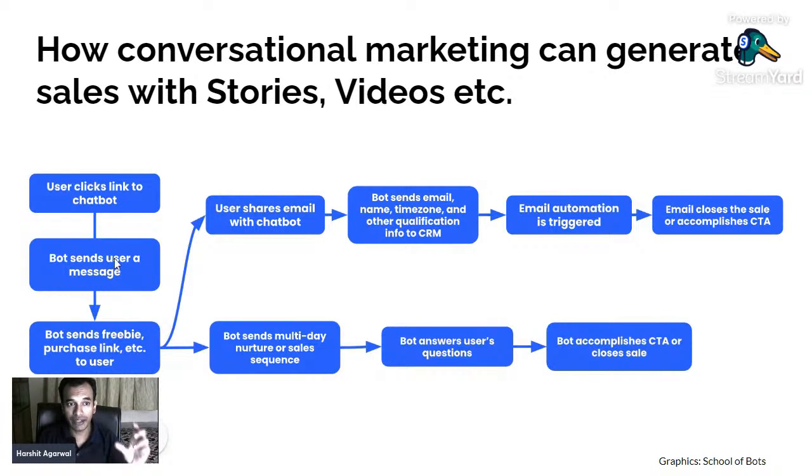The other way is that from the chatbot, we ask the user for their email, and the user shares their email, and that email can go to an email CRM software like Infusionsoft or Active Campaign. Then from there an email sequence can be triggered, and that email sequence can provide value and close the sale. So this is how we do it with stories and videos. This could be Facebook stories, Instagram stories, YouTube videos, etc.